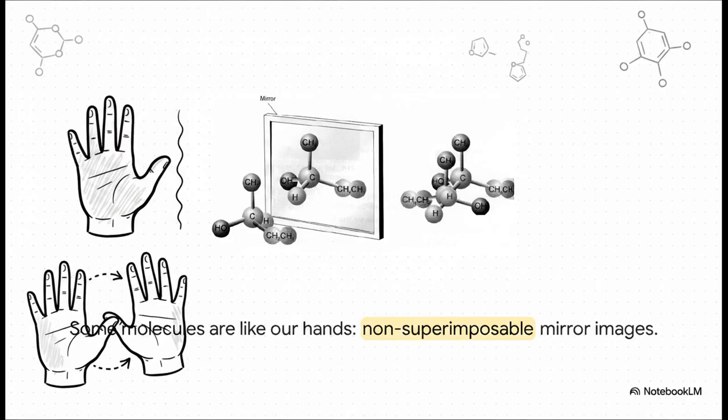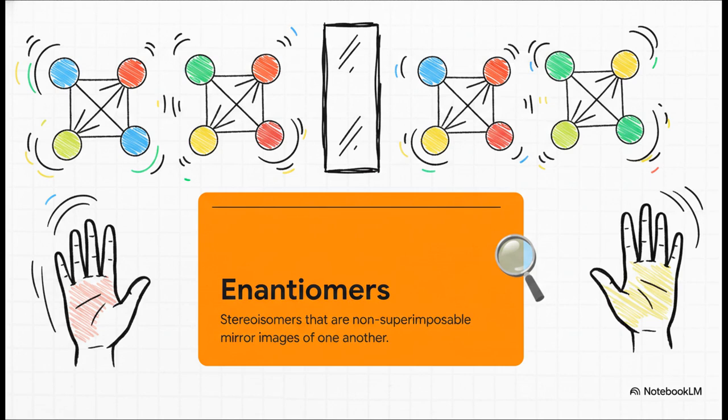Well, some molecules are exactly like this. They have a left-handed version and a right-handed version. And these molecular twins, these non-superimposable mirror images, they have a special name. We call them enantiomers. They are identical in almost every way you can measure. Same boiling point, same melting point, same density. But at the end of the day, they are fundamentally different 3D shapes.